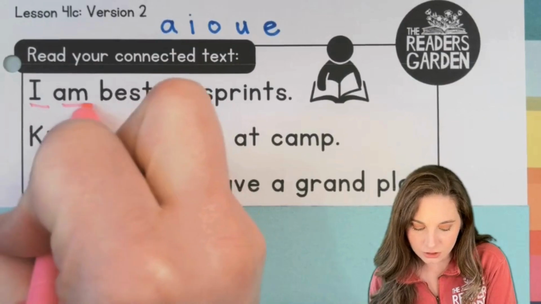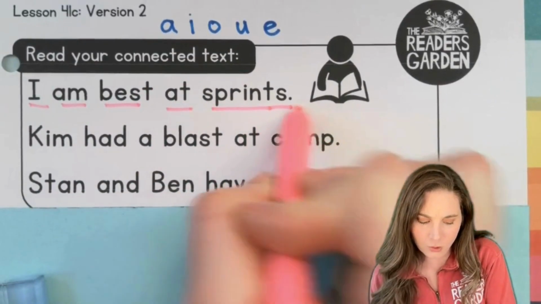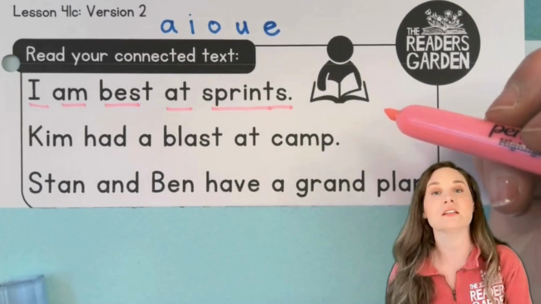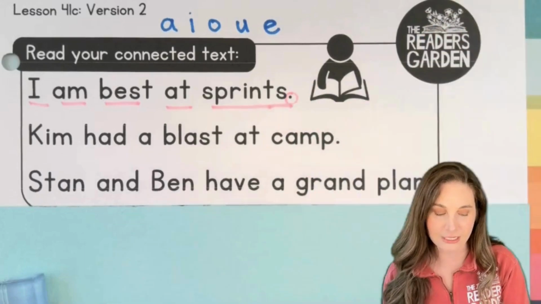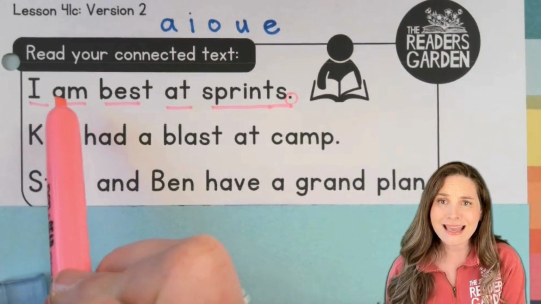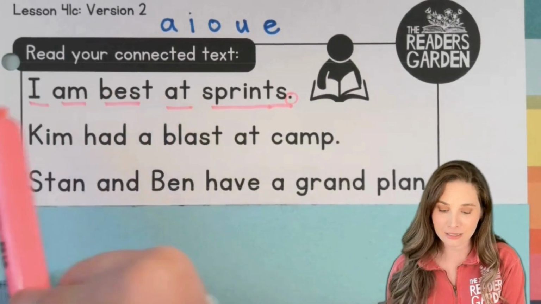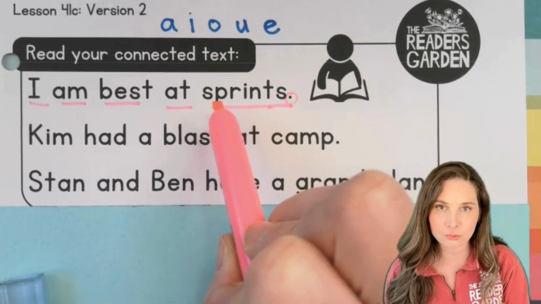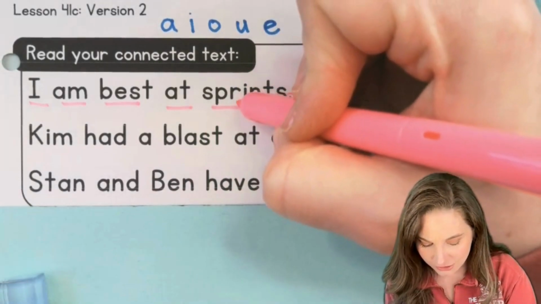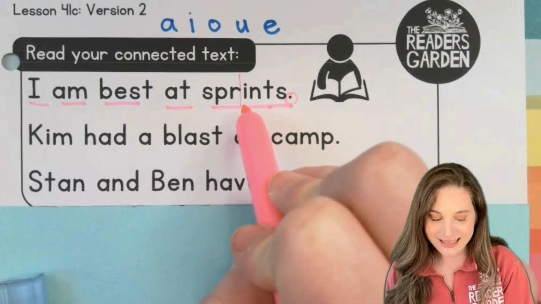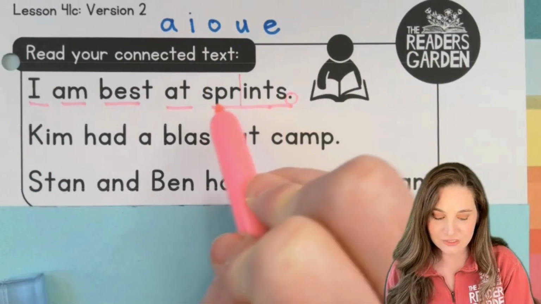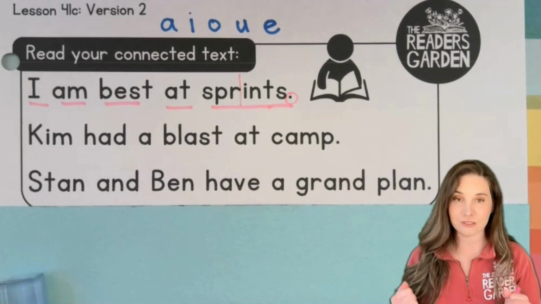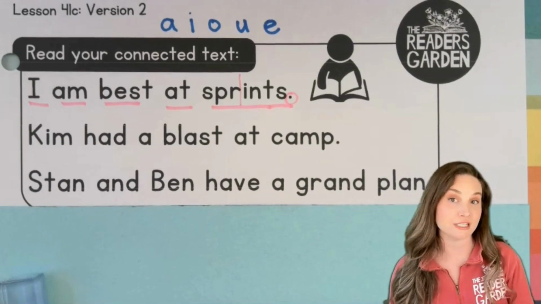We have 1, 2, 3, 4, 5 words. That's a long word there for us. And I see lots of different letters for us to focus on, lots of vowels, and our final punctuation is a period. I am best at, all right, spr. I'm going to sound that section out first. Sprints. I'm best at sprints. That's running really, really fast. When someone is a sprinter, they run really fast, usually for short distances.